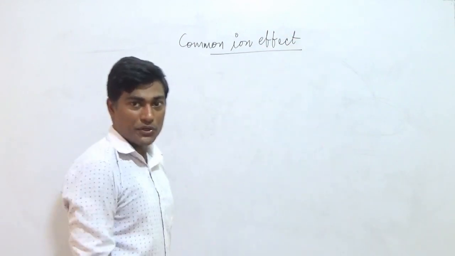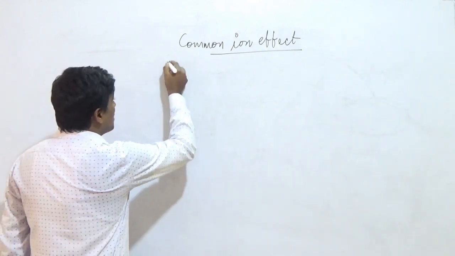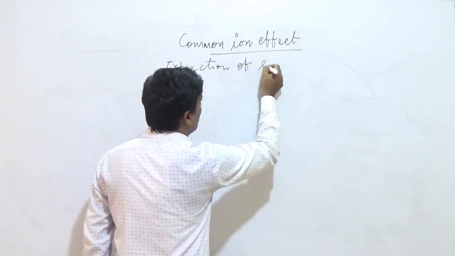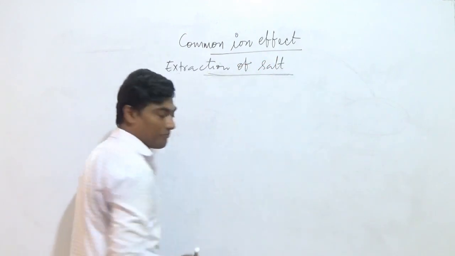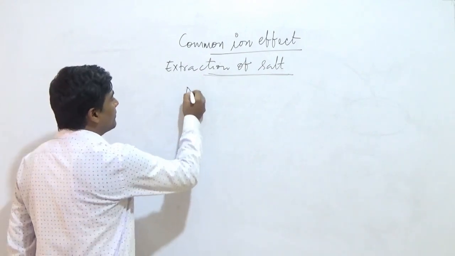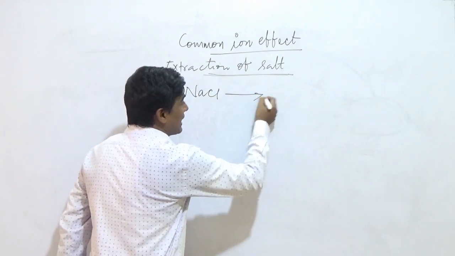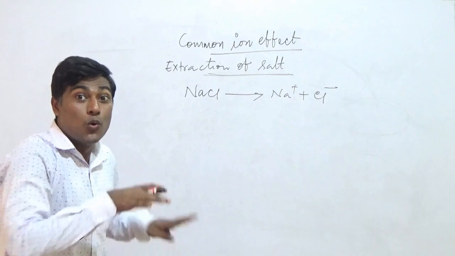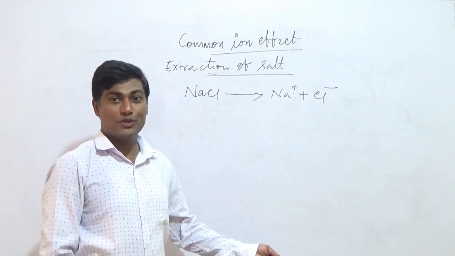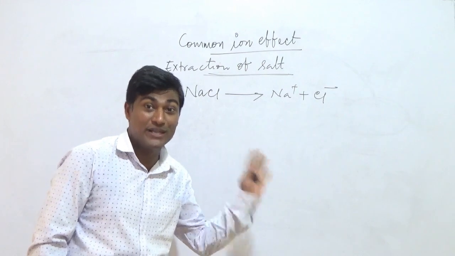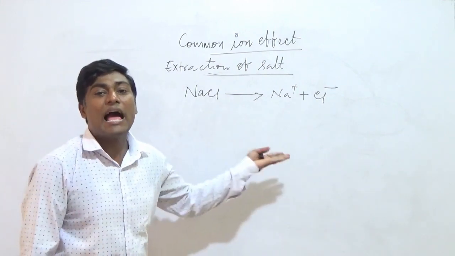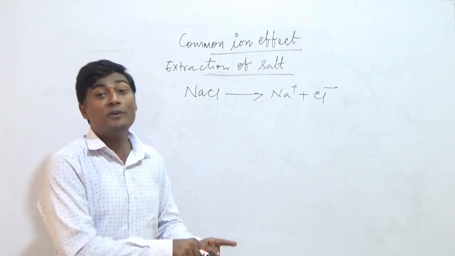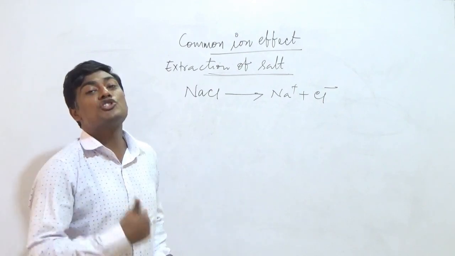Now you see, extraction of salt from seawater. In the seawater, you have sodium chloride ionized as Na+ and Cl-. Why are they not precipitated? We have already discussed this in the last video. The product of their ionic concentrations, which is called the ionic product, cannot exceed the solubility product.